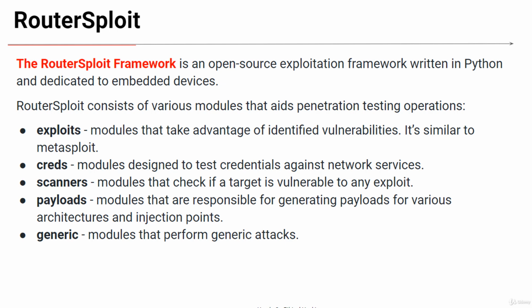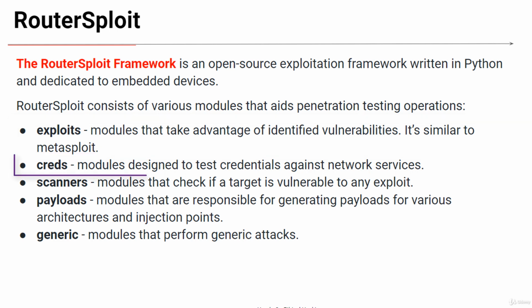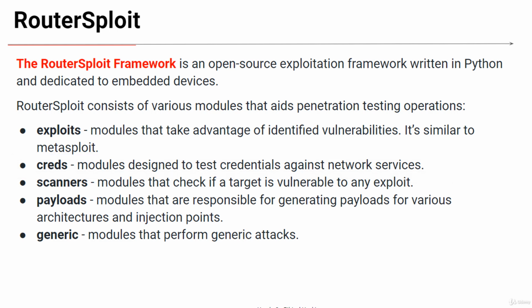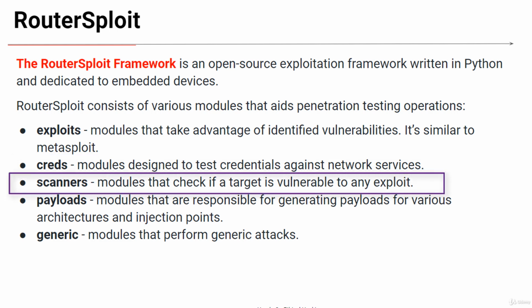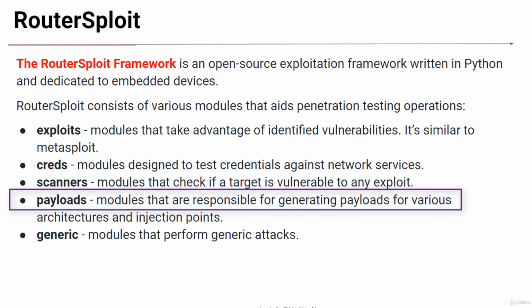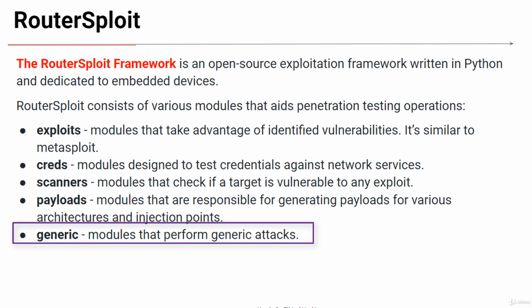RouterSploit consists of various modules that aid penetration testing operations. Exploits are modules that take advantage of identified vulnerabilities. It's similar to Metasploit. Creds are modules designed to test credentials against network services. Scanners are modules that check if a target is vulnerable to any exploit. Then come the payloads, which are modules responsible for generating payloads for various architectures and injection points. And generic are modules that perform generic attacks.